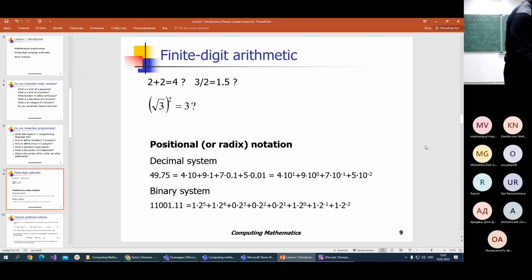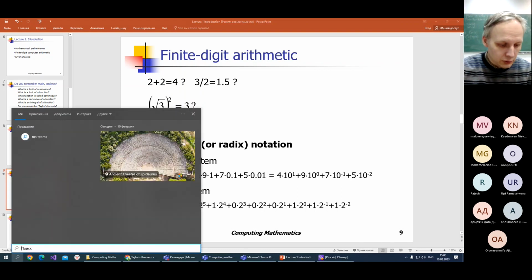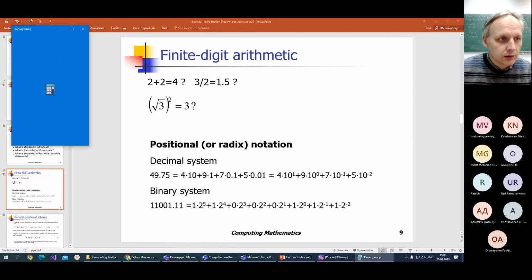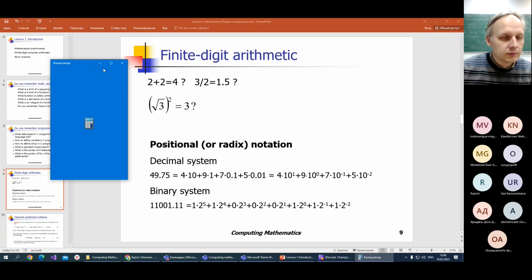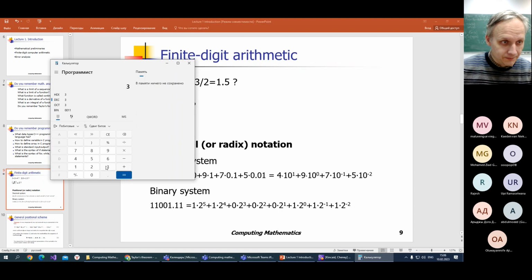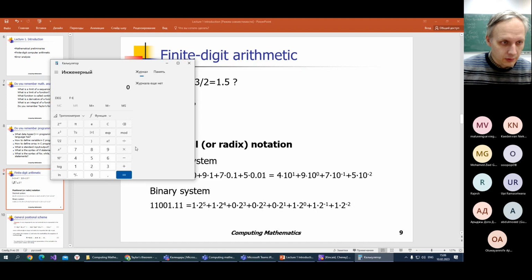Okay. If I just compute square root of 3, where is, oh, you should maybe not this one. Yeah.